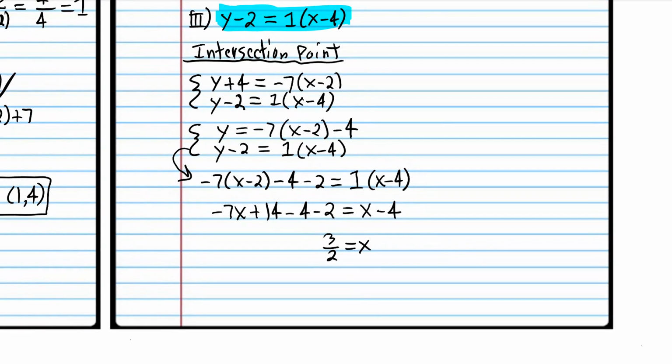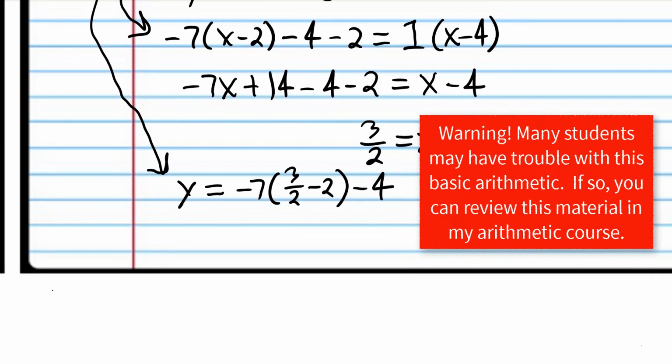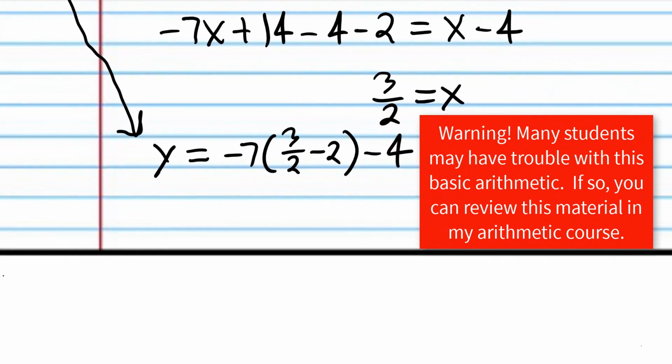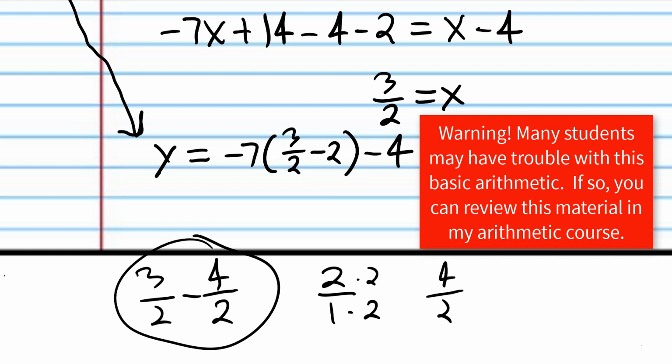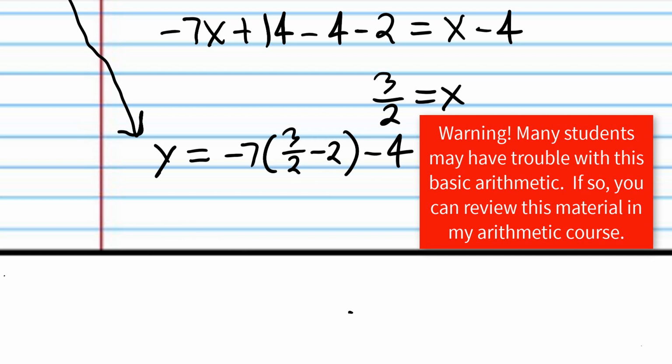So now we're going to take the equation where y is solved for and use that to find y. So y is equal to negative 7 times, and we can plug in the x value that we just found. Now we just have to crunch all these numbers. 2 is the same thing as 2 over 1. Multiply both sides by 2, and you get 4 over 2. Now we have a common denominator, so it's 3 halves minus 4 halves. We're using PEMDAS, doing the parentheses first. 3 halves minus 4 halves is negative 1 half. So the parentheses becomes negative 1 half.